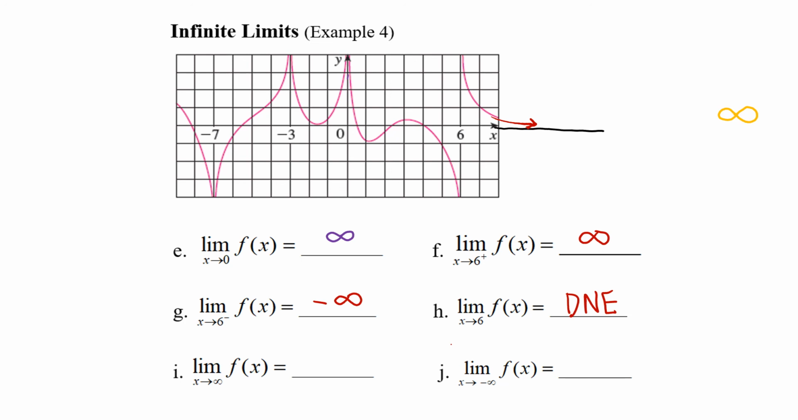There's some sort of horizontal asymptote there. It's getting closer and closer to 0, but never actually reaching it. But nonetheless, it is approaching 0. So the limit as x approaches infinity of my function is 0.